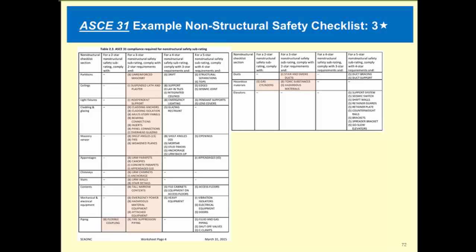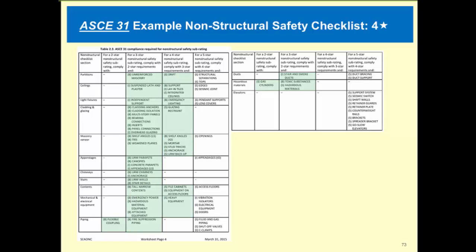Okay, on to the 3-star. You can see we still need the 2-star requirements. That's why those are still highlighted. And now we have a bunch of new requirements to get at least a 3-star. So for our building, we were saying that the stair details were non-compliant. Unfortunately, we're so close to getting a 3-star non-structural safety subrating, but because of the one stair detail item, the maximum rating we can get is 2 stars.